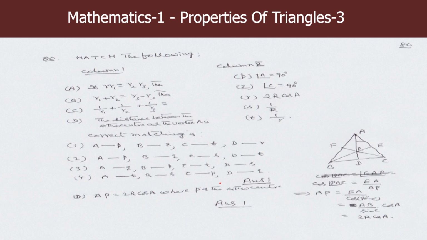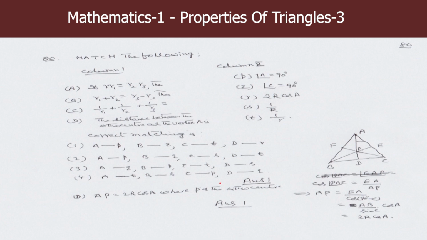Now, except D, we have already seen all these three, because we can substitute the values: r is equal to delta by s, r1 is equal to delta by s minus a, r2 is equal to delta by s minus b, r3 is equal to delta by s minus c. The only new thing is D. For D, you can see the diagram.